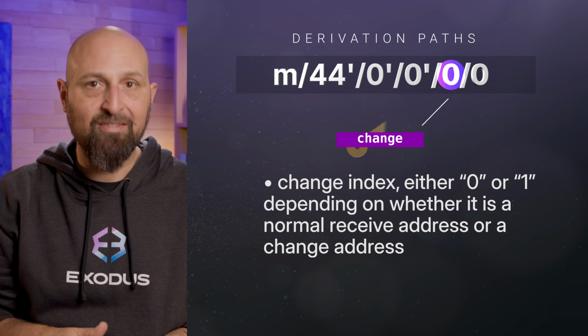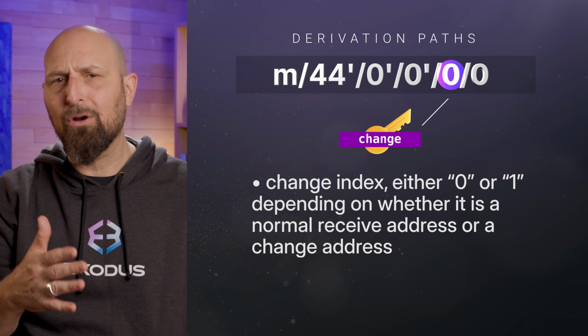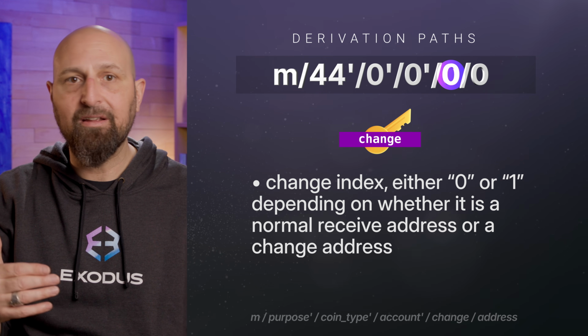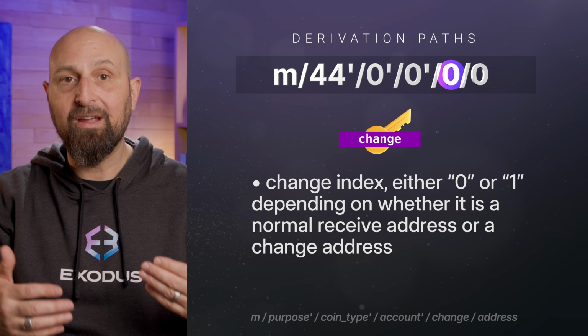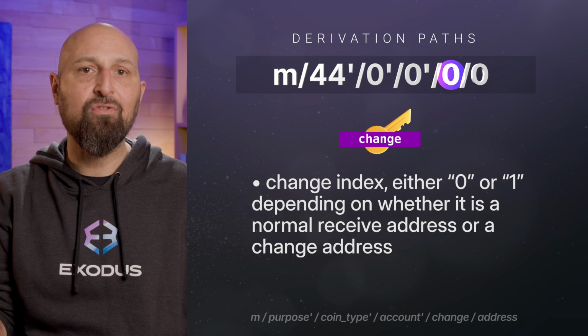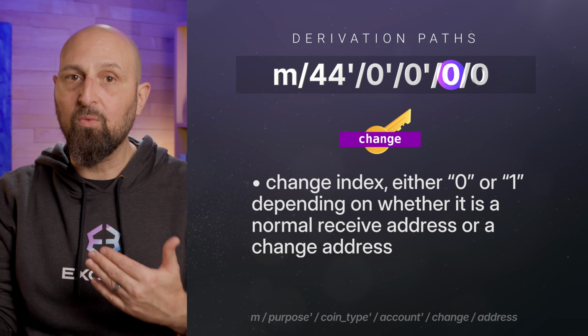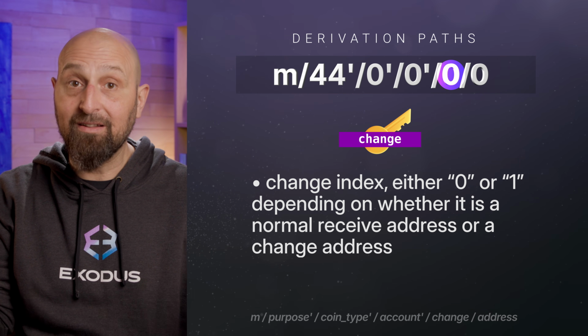The next segment represents the change index. Now, this can only be either 0 or 1, depending on whether it is a normal receive address or a change address. 0 is used when you want to receive funds from other wallets, as an example, a friend sending you Bitcoin. A number 1 only applies to UTXO assets like Bitcoin and Litecoin.